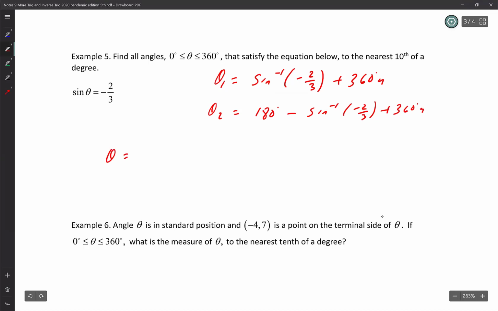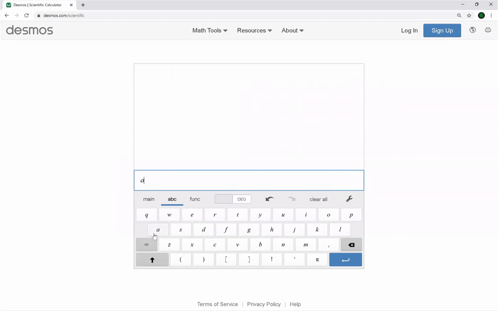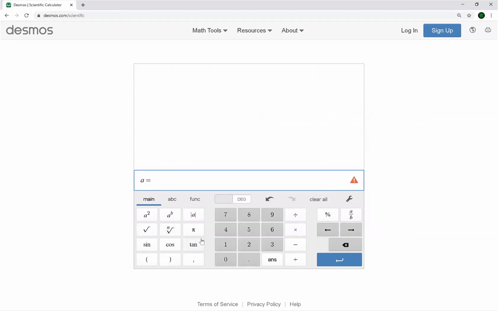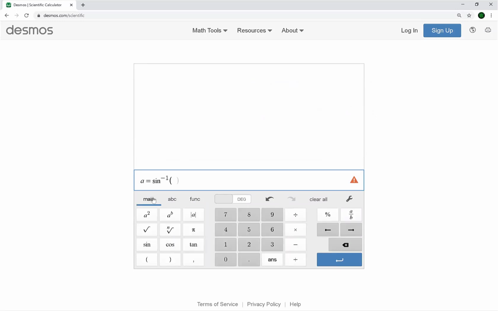So here we go. I'm gonna go to my Desmos. I'm gonna clear. And I'm gonna start writing. I'm gonna write A equals, and I'm gonna type in arc sine, and I had something on the inside. What did I have in the inside again? Negative, was it 2/3? Yes. Okay, so there it is.